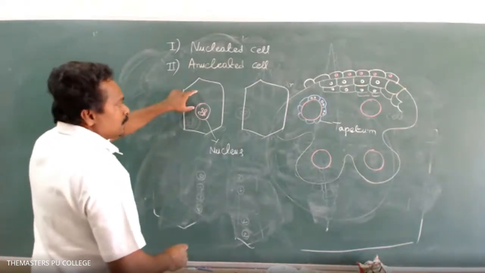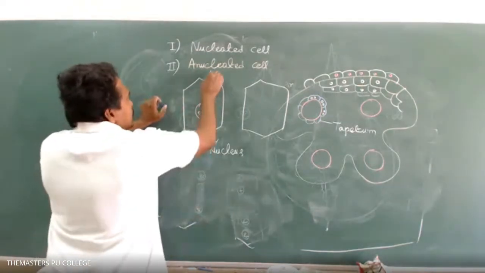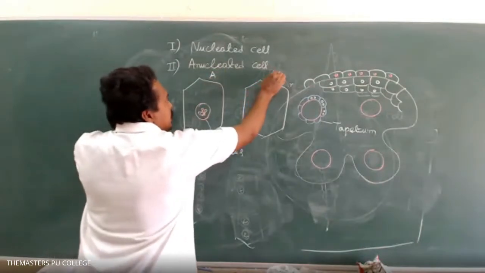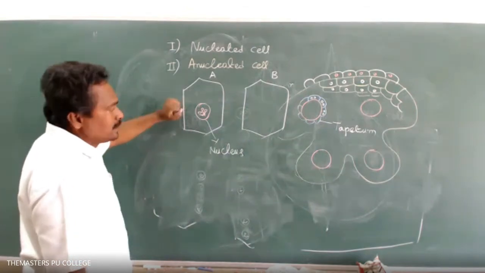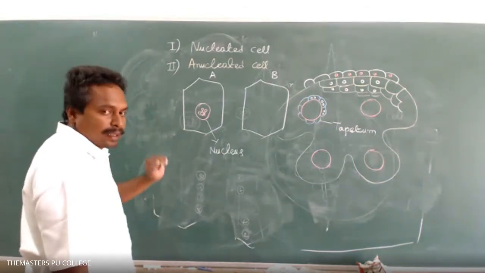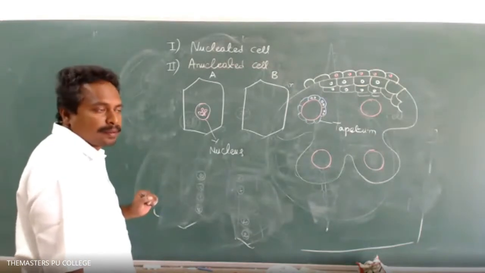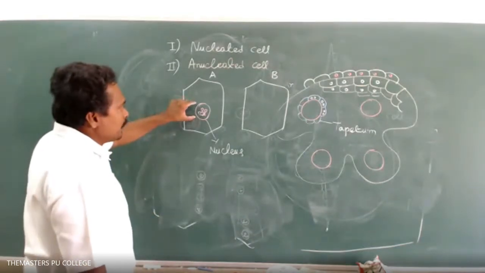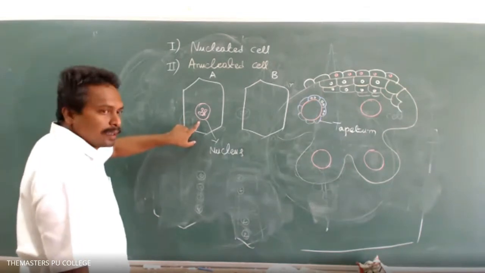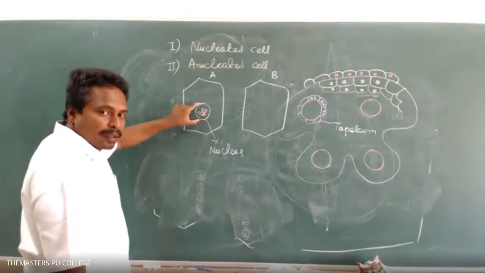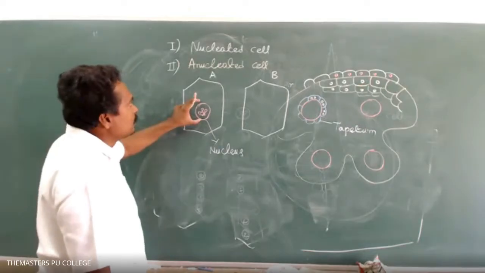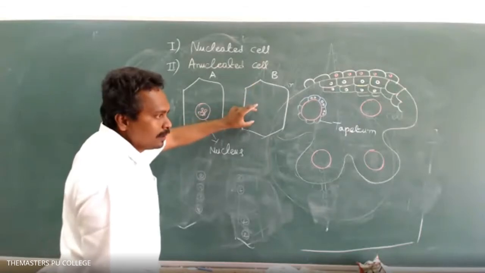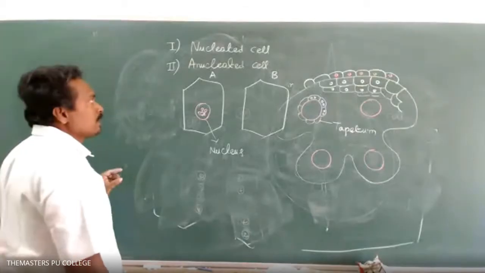Here I draw two cells. This is marked as cell A, and the second one is marked as cell B. In which cell is the nucleus present, cell A or cell B? Cell A. Yes, the cell with a nucleus is called a nucleated cell. Very good. And in cell B, the nucleus is absent, so it is an enucleated cell. Very good.